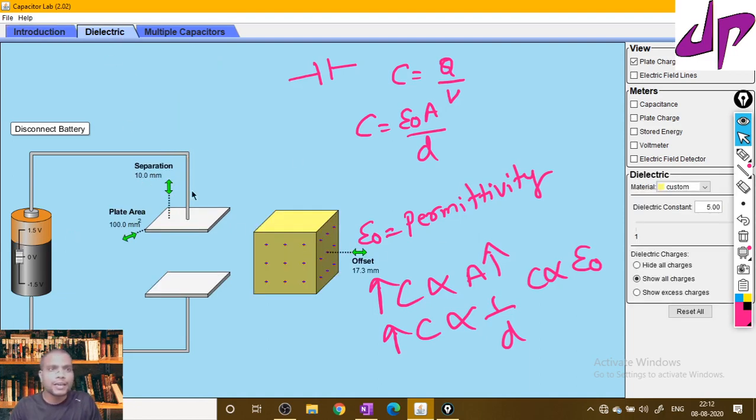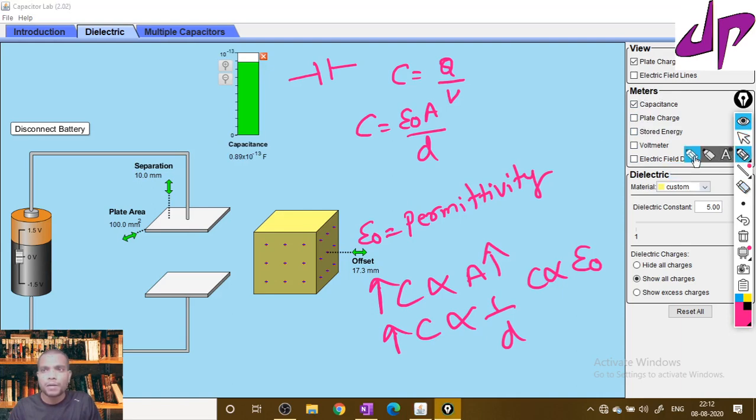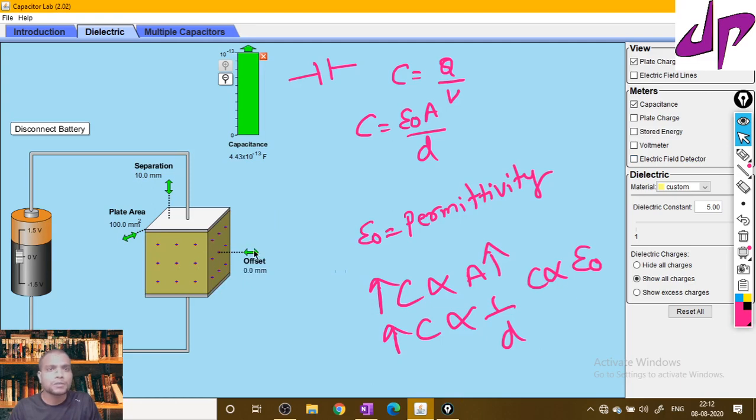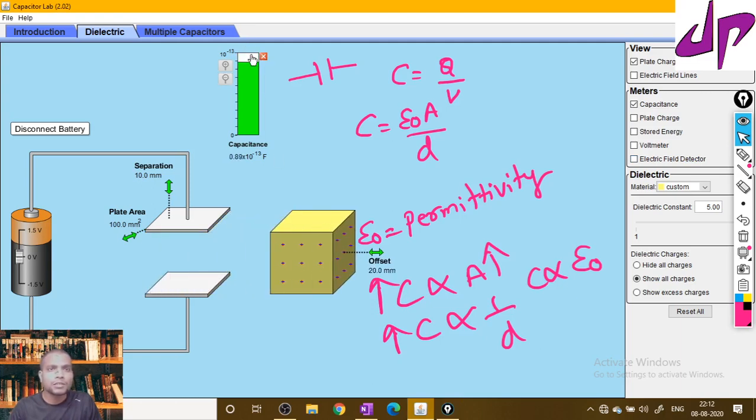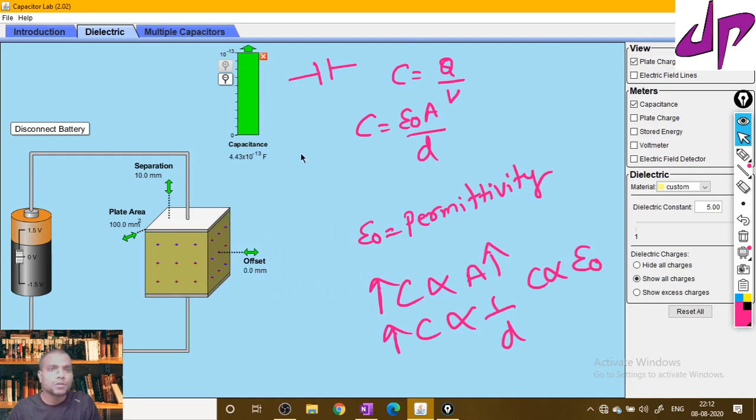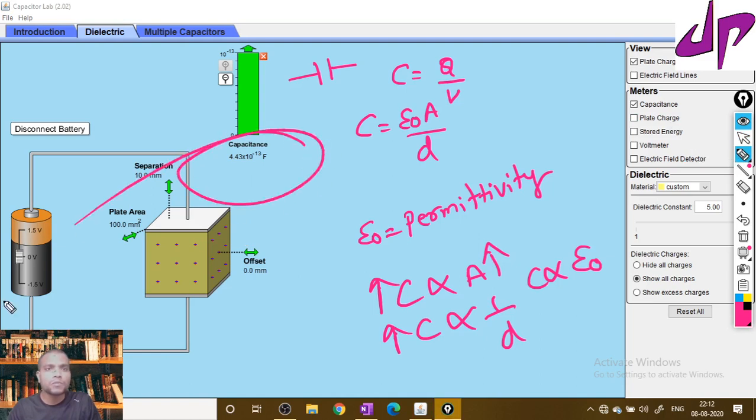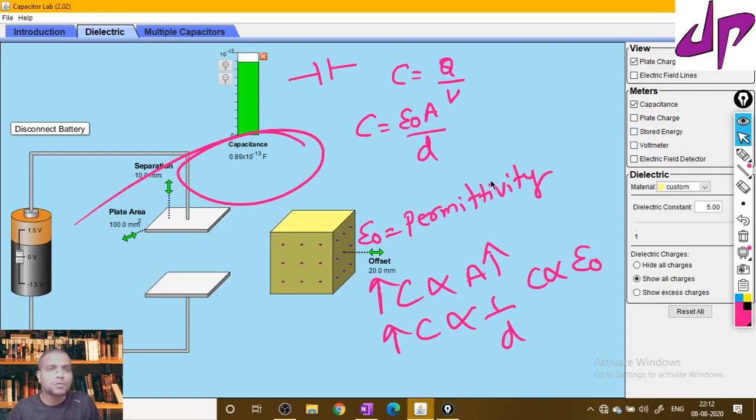So let me explain here itself. Suppose I take a dielectric and keep it between the plates; I will explain this concept later. Without the dielectric, we can see the capacitance value is 0.89 times 10 power minus 13. If we keep this dielectric material, the capacitance value increases to 4.43 times 10 power minus 13. This concept I will make you understand later.